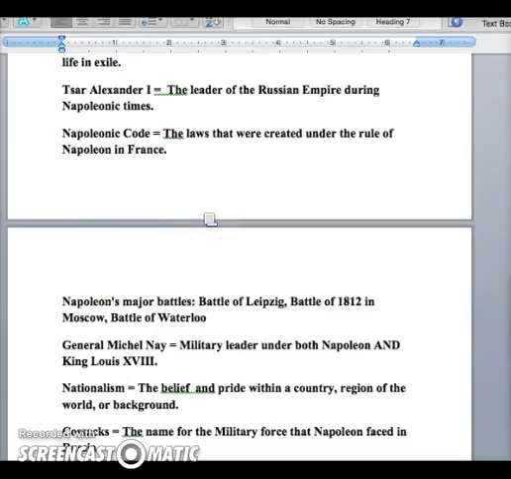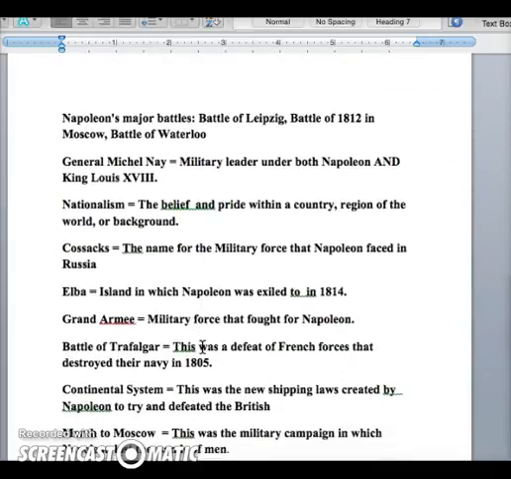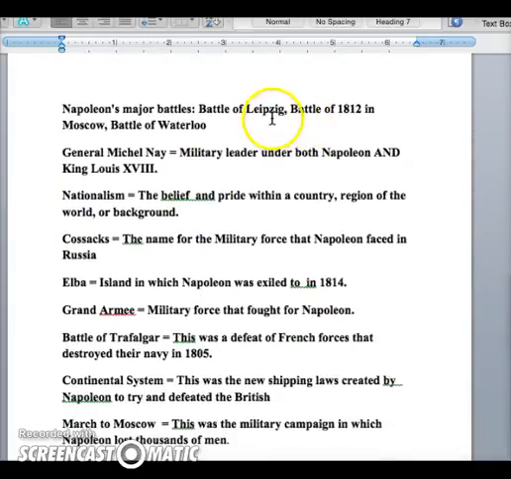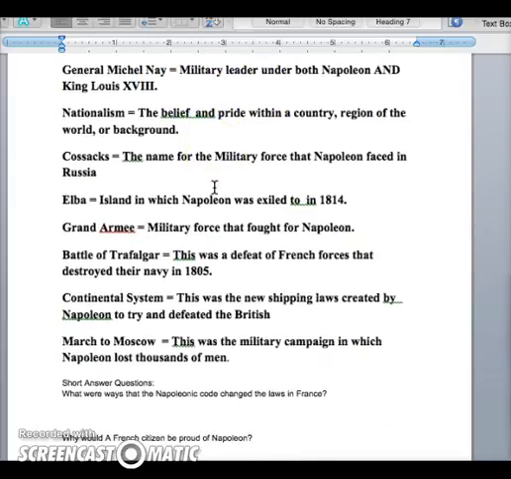Napoleonic Code, these were laws that were created under the rule of Napoleon in France. And we'll get to more of that later. Napoleon's major battles were the Battle of Leipzig, which he lost in 1814, the 1812 campaign in Moscow, which was basically the march to Moscow, and the Battle of Waterloo. General Michel Ney was a military leader under both Napoleon and King Louis XVIII, and most importantly, he was Napoleon's second in command during the Battle of Waterloo.